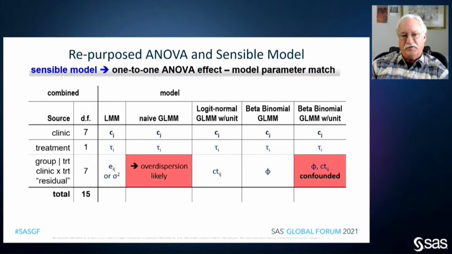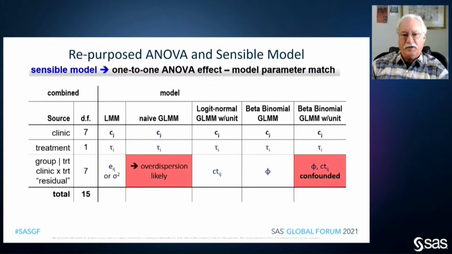So linear mixed model, this is easy. You have a clinic effect, a treatment effect, and a residual effect. With the logit normal model that we just went through a couple of slides ago, we have the clinic effect, the treatment effect, and a unit level term, which is the clinic treatment interaction. In a beta binomial, you'd have the clinic effect, the treatment effect, and the beta binomial scale parameter. So either of those have a one-to-one match.